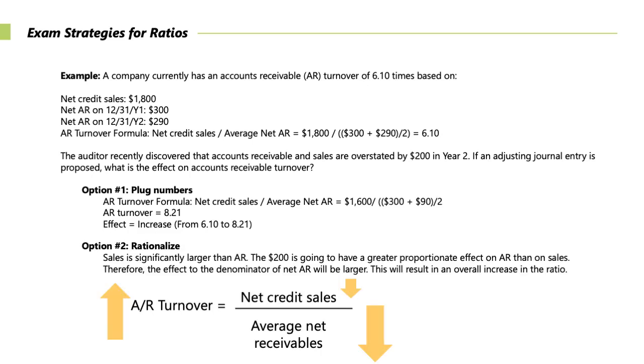Option 2, rationalize. Sales is significantly larger than receivables. The 200 is going to have a greater proportional effect on the receivables than sales in this case, where things changed. So therefore, the effect to the denominator of the accounts receivable will be larger. This would result in an overall increase in the ratio, which we did see. Let's go on. There's your formula again. Credit sales, and I do emphasize that, divided by average net receivables. Let's move on. Once again, you can see arrows going up. They went down. Very, very straightforward, isn't it?